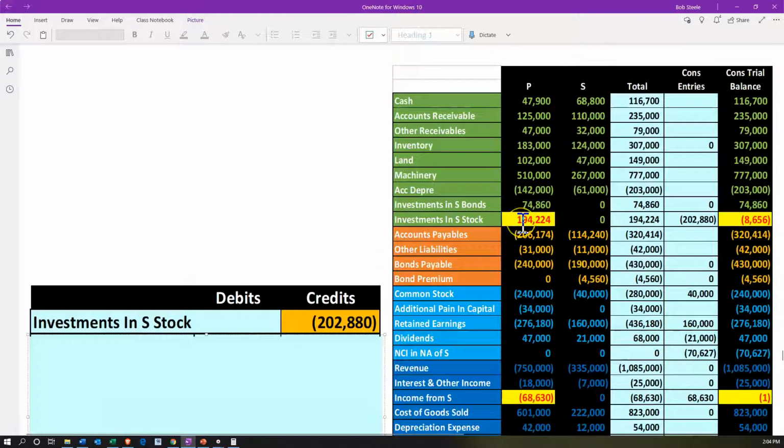We know this account needs to go to 0 at the end of the day. This account needs to go to 0 at the end of the day. We're first journal entries typically considering these accounts and basically the equity section of S that we will be dealing with. We've got P's trial balance.